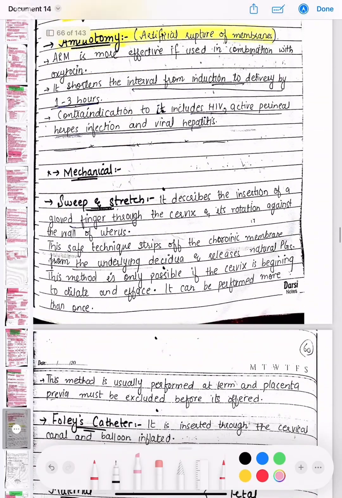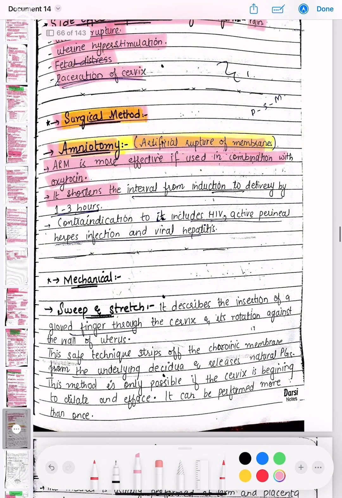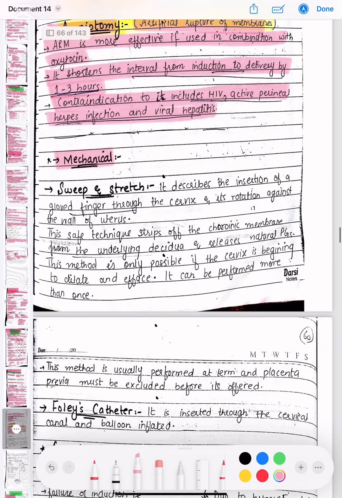Now coming towards the surgical method for the induction of labor, we are having the amniotomy, that is the artificial rupture of the membrane. Artificial rupture of membrane is more effective if used in combination with oxytocin. It shortens the interval from induction to delivery by 1 to 3 hours, and it is contraindicated in HIV, active perineal herpes infection, and viral hepatitis. Then we are having the mechanical methods for the induction of labor, which are sweep and stretch.